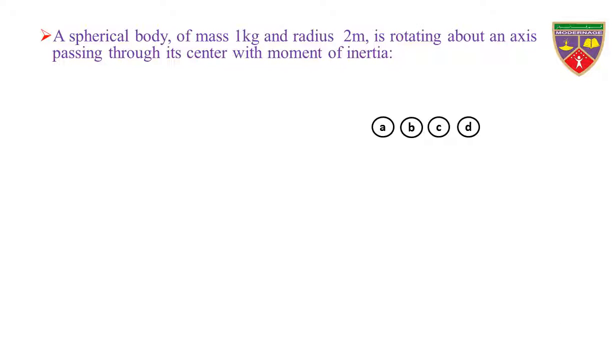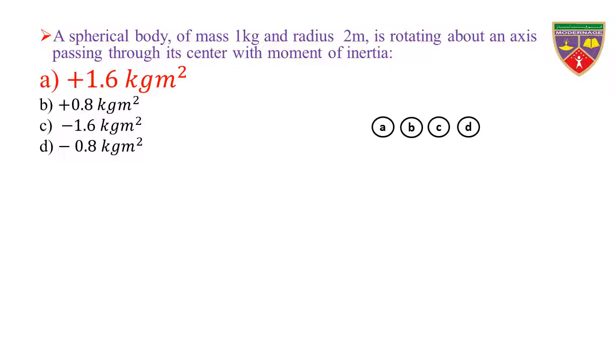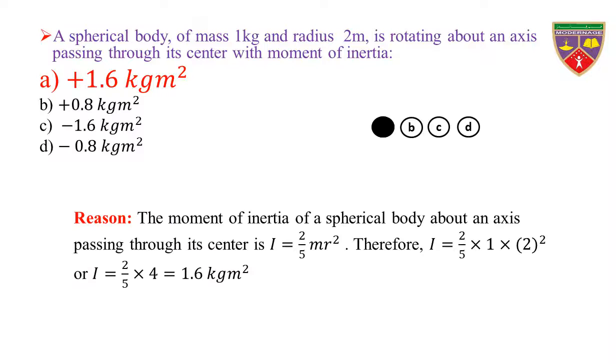A spherical body of mass 1 kg and radius 2 meter is rotating about an axis passing through its center with moment of inertia. Option A plus 1.6 kilogram square meter, B plus 0.8 kilogram square meter, C minus 1.6 kilogram square meter, D minus 0.8 kilogram square meter. The key is 1.6 kilogram square meter. Therefore, the correct option is A.